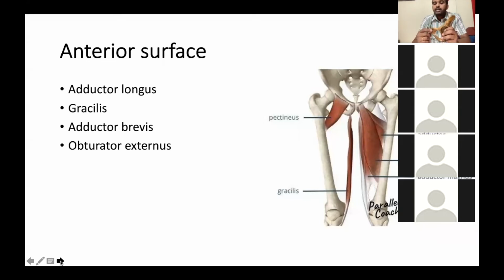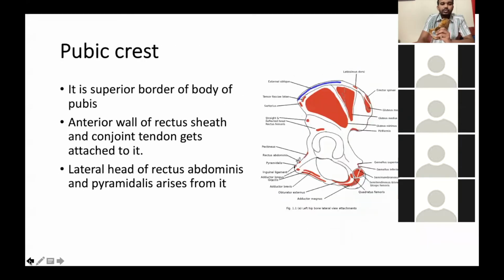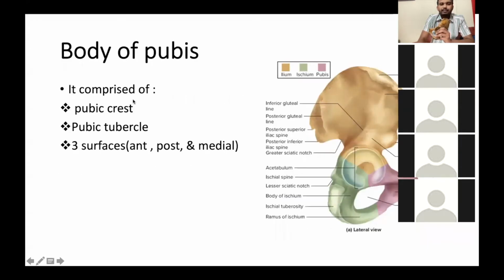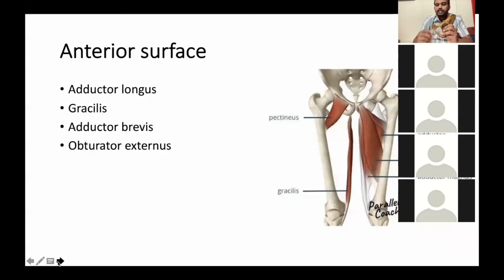Okay. Now, next, the body of the pubis has surfaces. It has an anterior surface, a posterior surface, and a medial surface. In the previous slide, I told you the body of the pubis comprises the pubic crest, pubic tubercle, and three surfaces. I told you what the pubic crest is and what the pubic tubercle is. Now I'm talking about the surfaces of the body of the pubis. Is it clear? Yes, sir. So the three surfaces, as I named, are anterior, posterior, and medial.